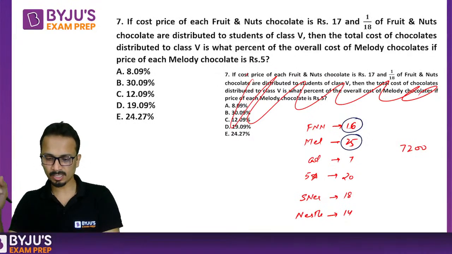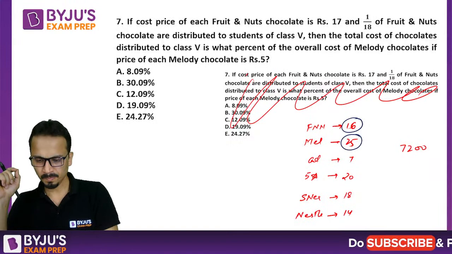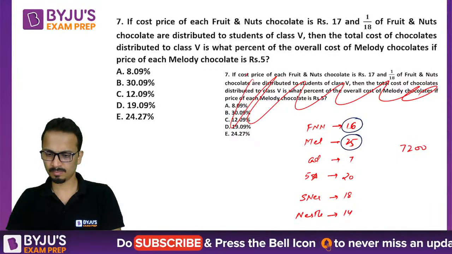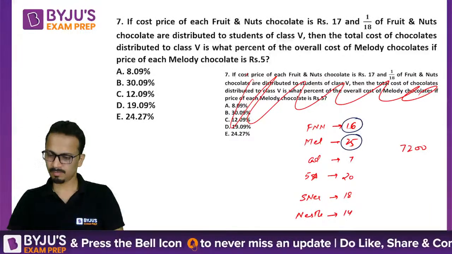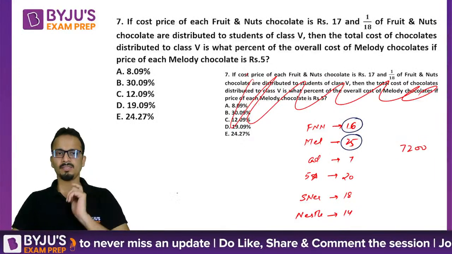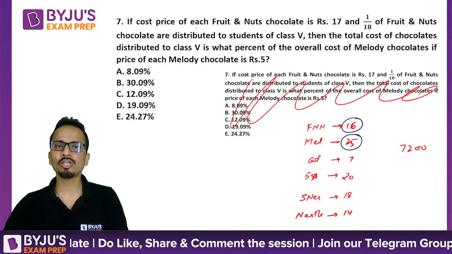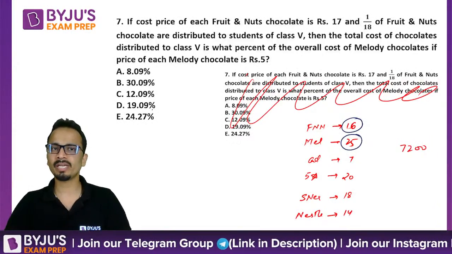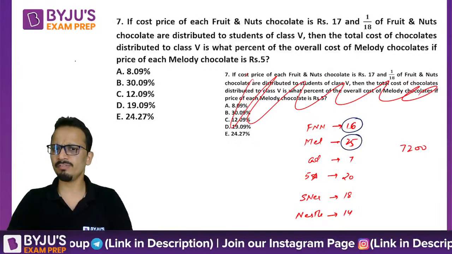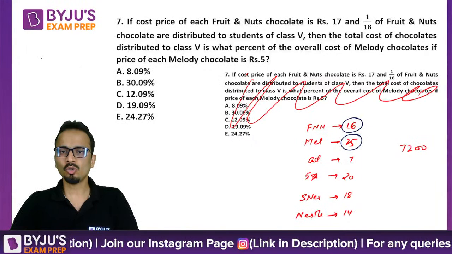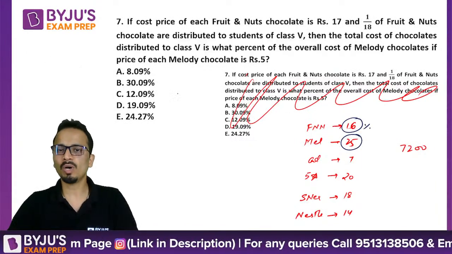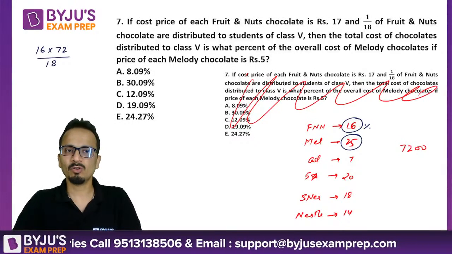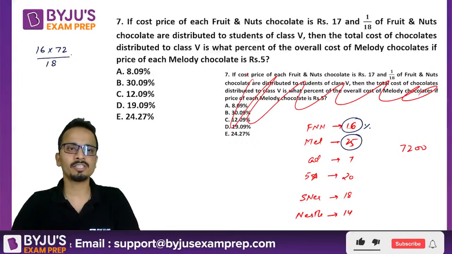All right, so three answers: Rishikesh, Sailesh, and Roosters. Abhilasha. All right, let's solve. Now, if the cost price of each fruit and nut is 17, and 1 by 18 of fruit and nut chocolates are distributed, let's see how many fruit and nut chocolates are distributed. So 16% of 7200 will be 16 multiplied by 72 divided by 18.